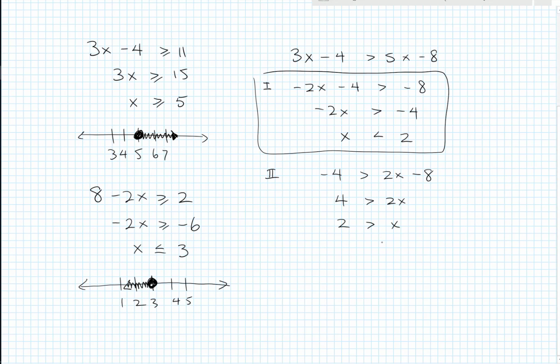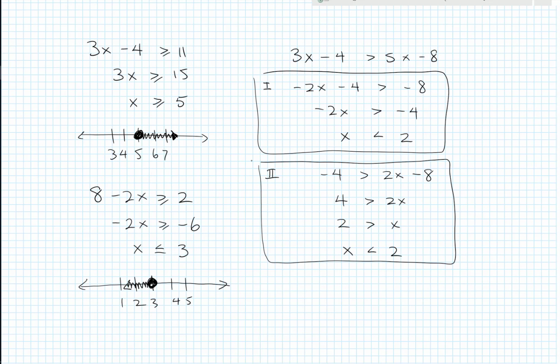Nothing has changed there. There's one additional step here, and I mentioned this in the last video, which is that 2 greater than x is the solution, but it's just not the standard way we would normally write that. We would normally write that in the reverse order as x is less than 2. And at this point, notice that both options have the same solution, x is less than 2. So it's up to you which way you want to do it. You should be comfortable doing it both ways.